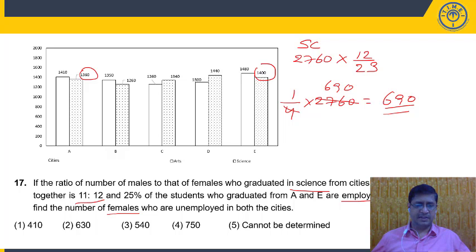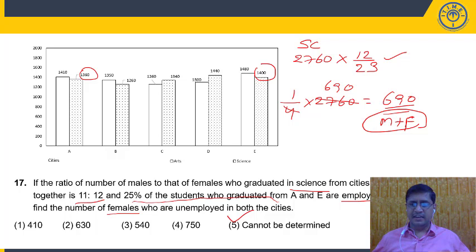So 25% of those graduated from A and E are employed. How many are male and how many are female? It is not well defined. But here female graduates are defined. So without knowing the female number, how can you find the unemployed? It is not possible. So what is the decision? Cannot be determined. Simple answer. So what is the right choice? Option number 5.